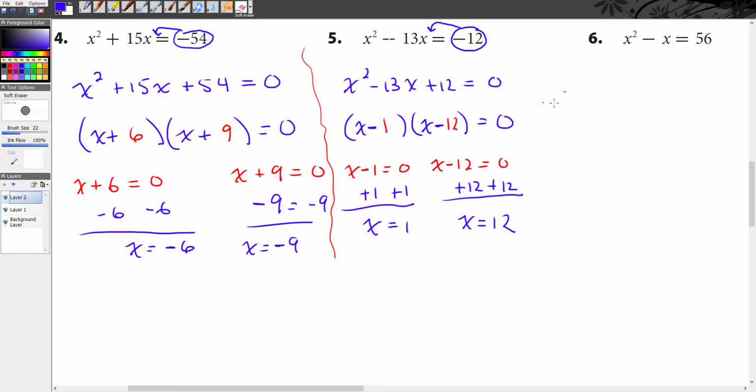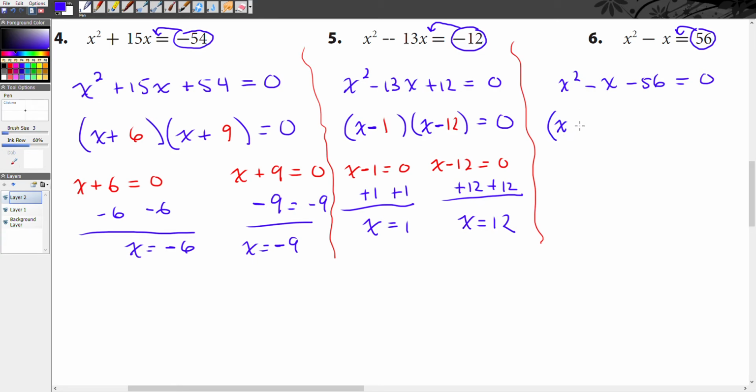All right, example number 6. I'm going to take this positive 56, bring it over here, giving me a negative 56 and setting this equal to 0. So I have here x squared minus x minus 56 equals 0. Now, seeing that my c value is negative, this tells me that my binomials here are going to be plus minus.